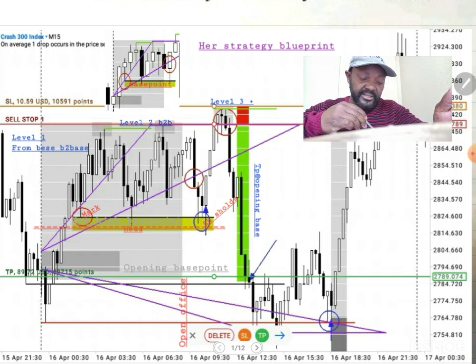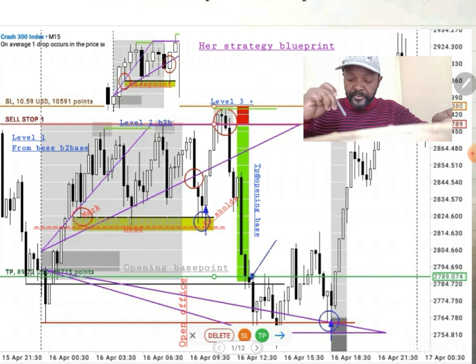When I get the base, then I get the 3 points of a triangle. That gives me my trading strategies. This is the whole lot, but I'll break it down to seconds. This is the strategy blueprint.